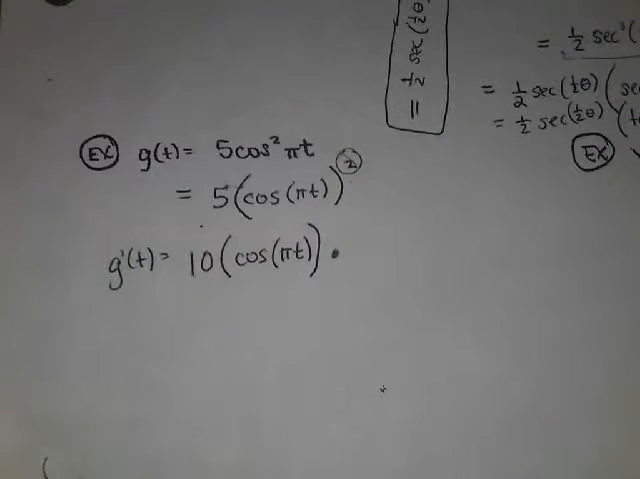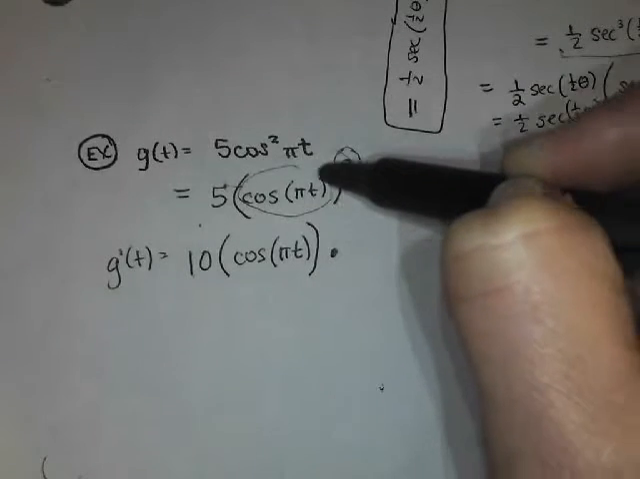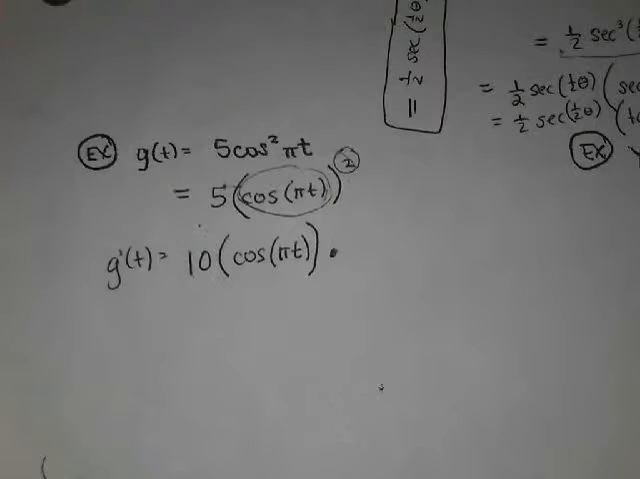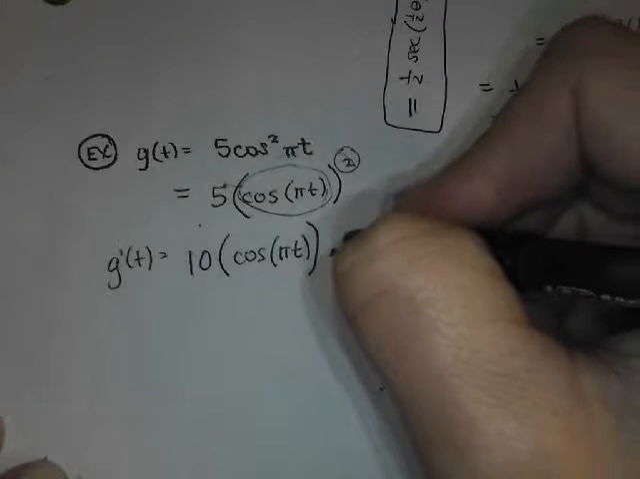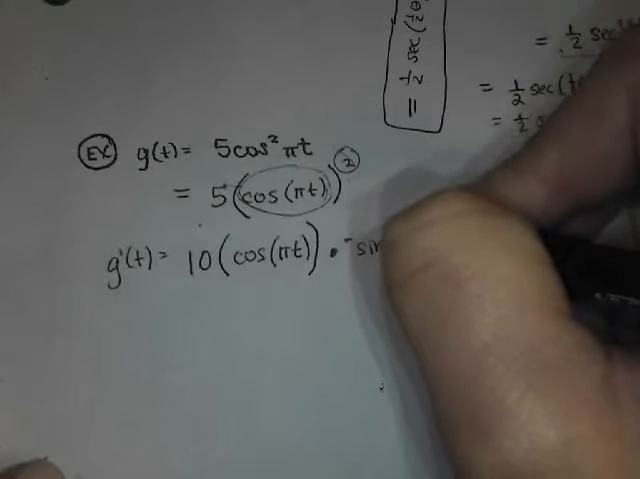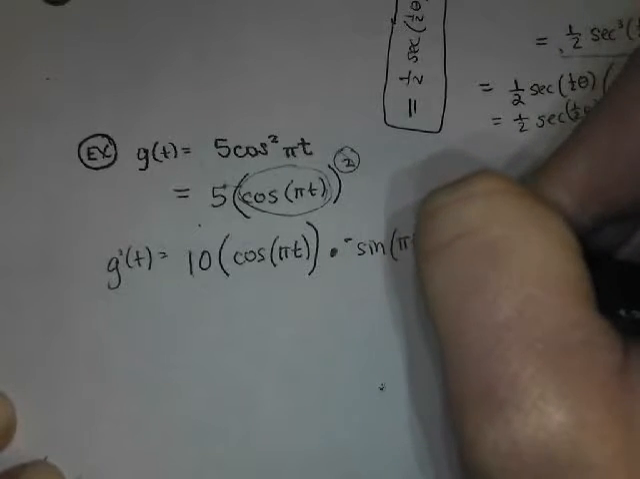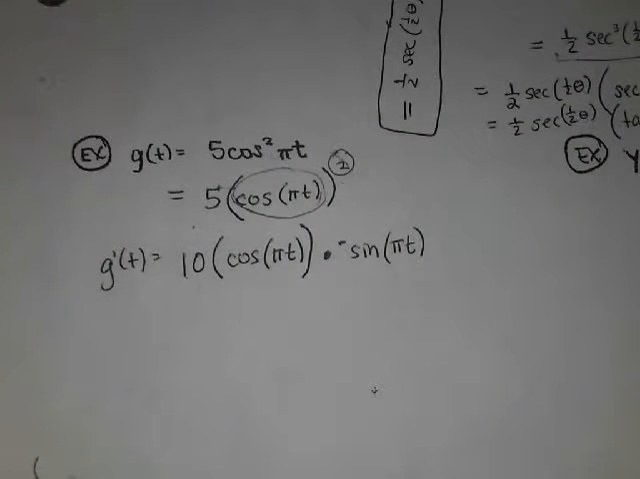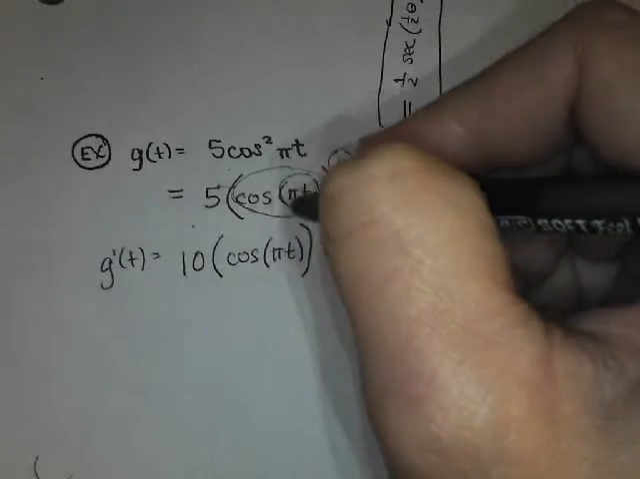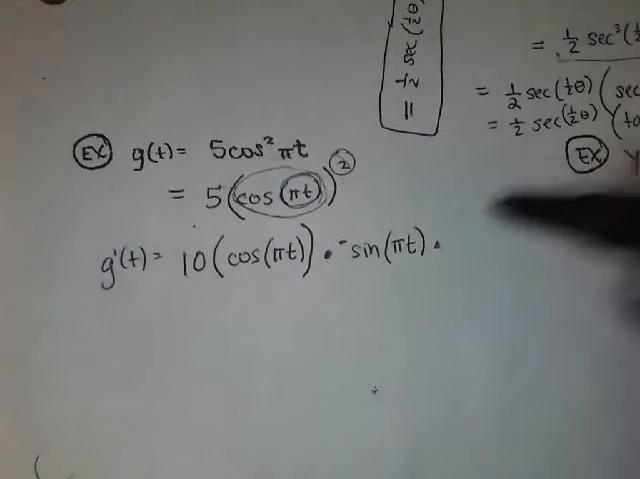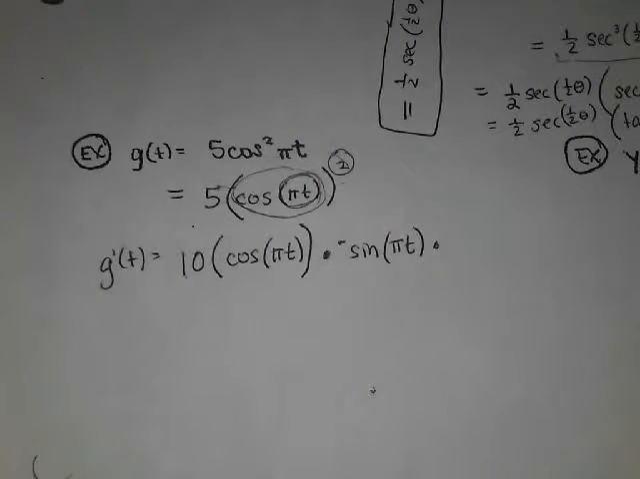Now the derivative of what's inside is the cosine of pi t. And that also is going to require its own chain rule. Do we follow? Because the derivative of cosine is negative sine of the pi t. But then we have to take the derivative of what's inside of that, which would be the pi t. And what's the derivative of pi t? Just pi.